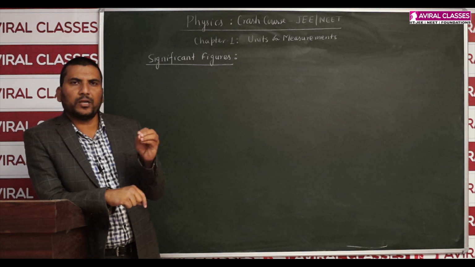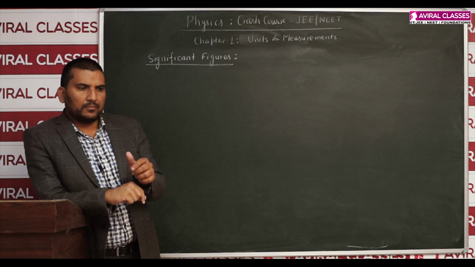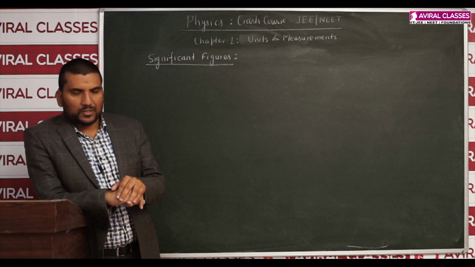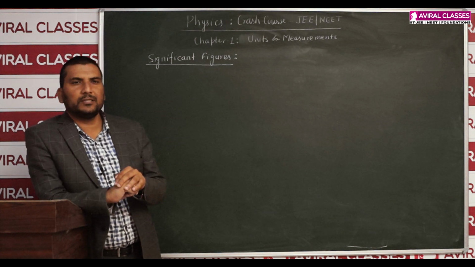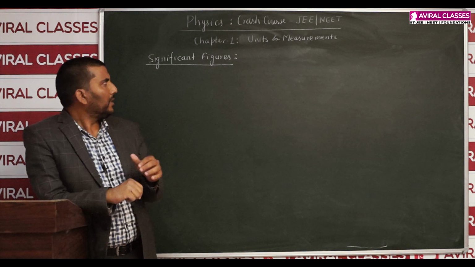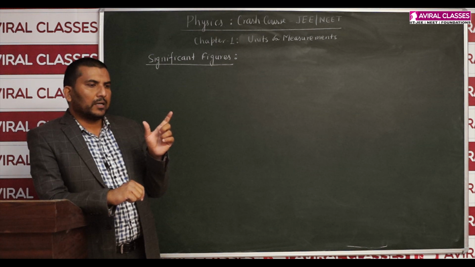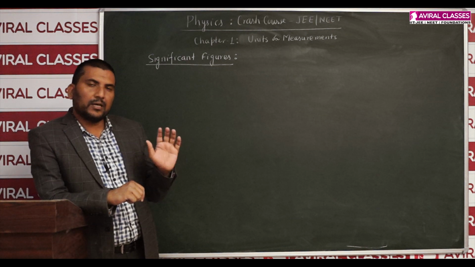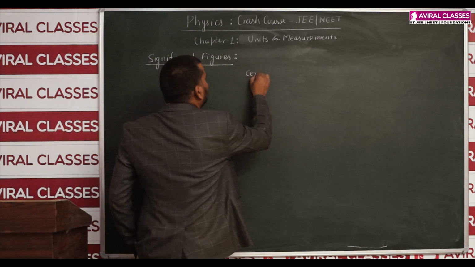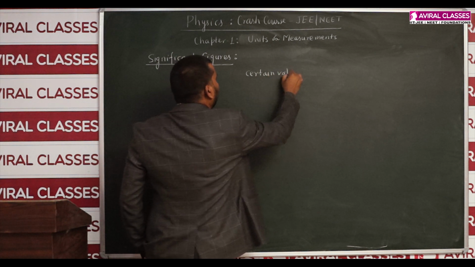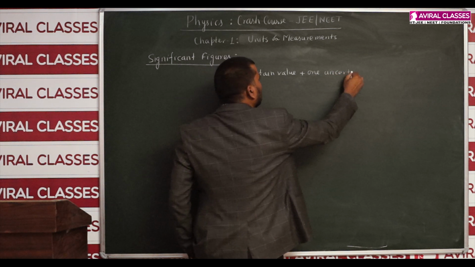Any measurement is not accurate. There is a certain level of errors in that. So basically the study of those accuracy errors lies within significant figures, which is an important topic to discuss. According to the definition, a significant figure is a combination of certain value plus one uncertain value.